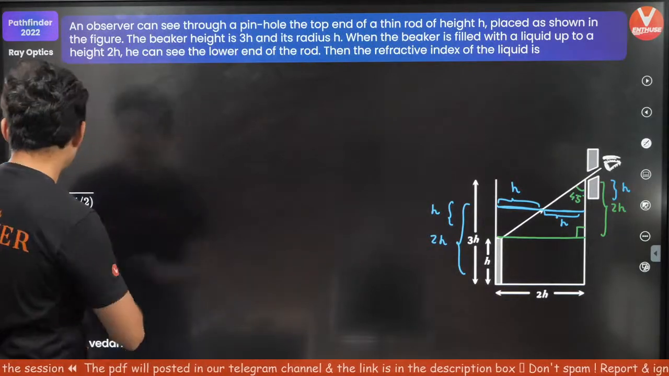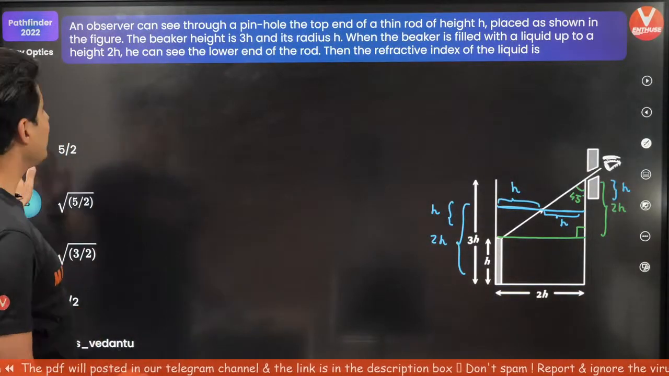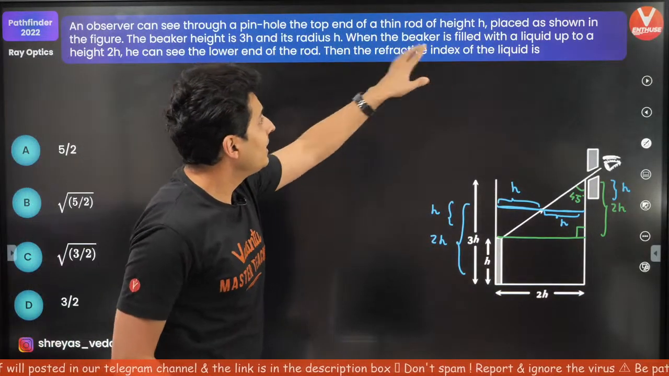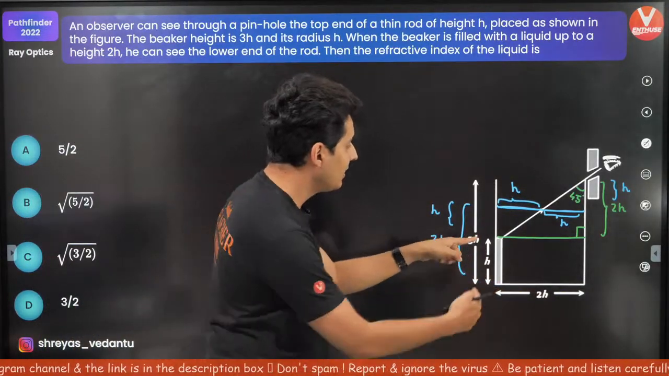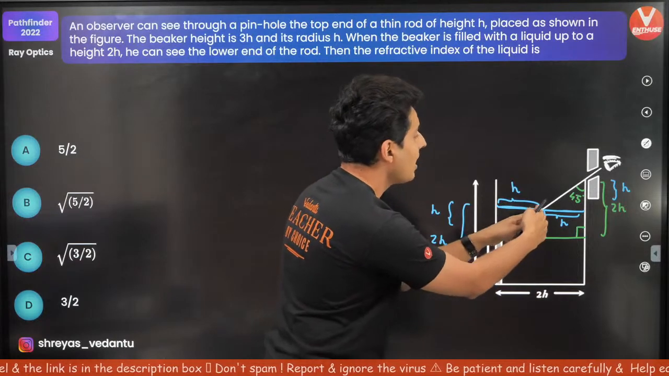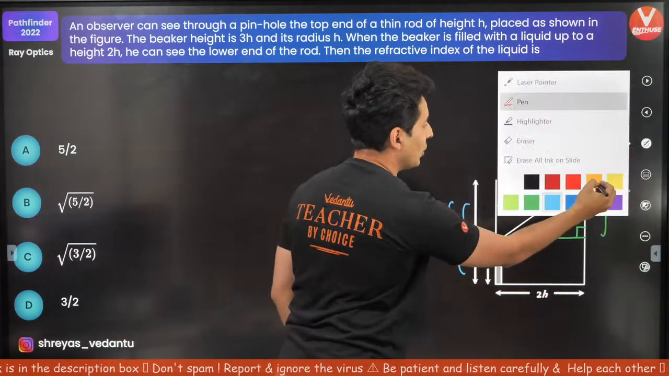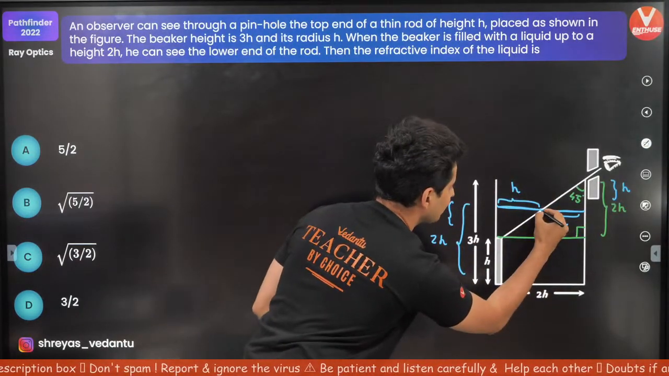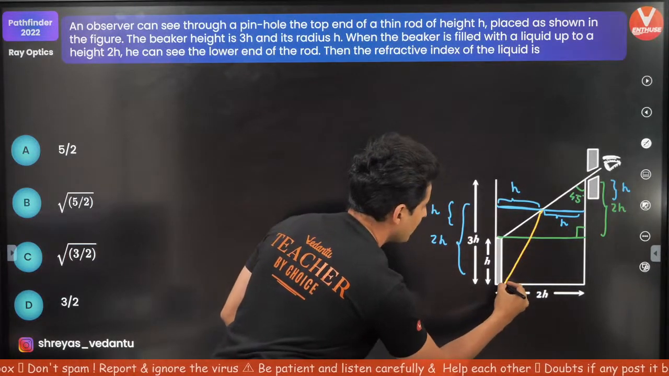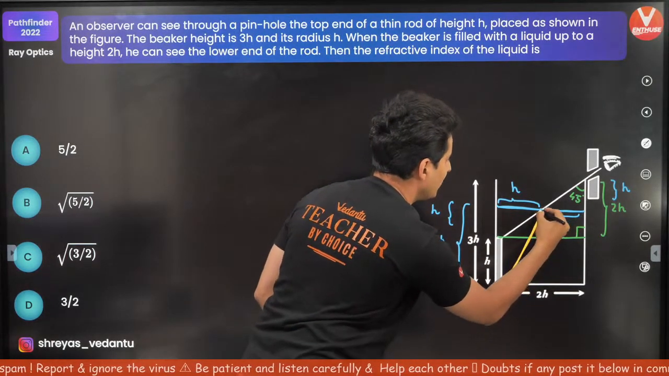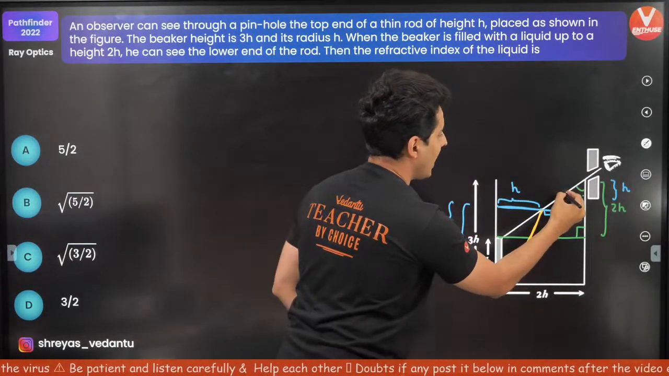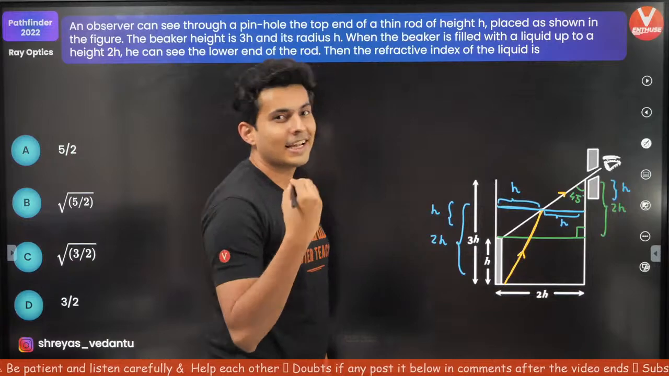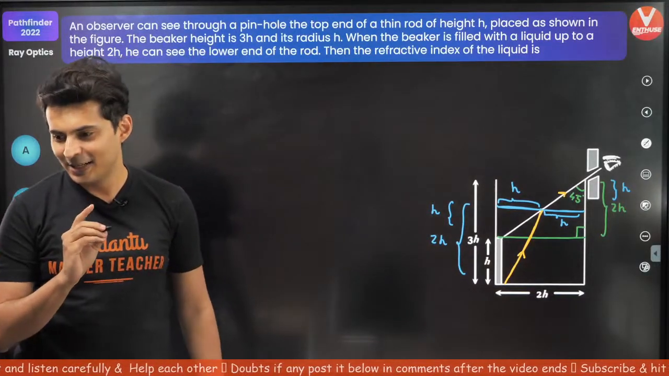Great. Now, see, what is happening is, when the liquid is filled up to this height, he can see the lower end of the rod, meaning the light rays from here are able to reach the eye. So it will look like this. This is the ray of light which is able to reach him. This is the light ray which is getting bent and it is reaching him the second time. Did you guys get it?